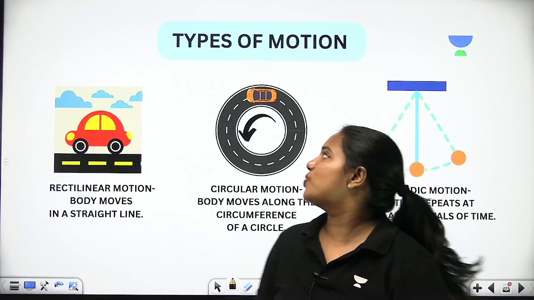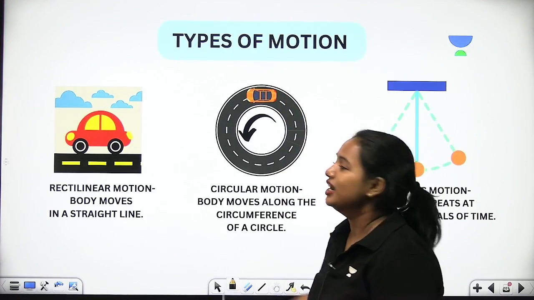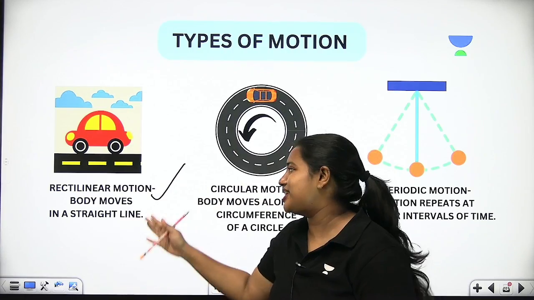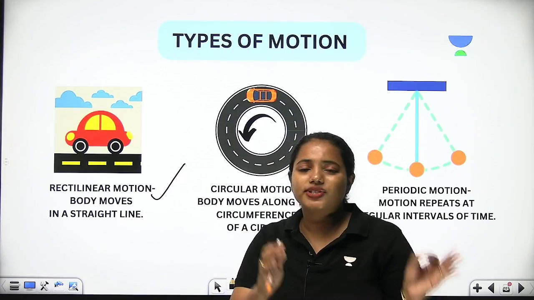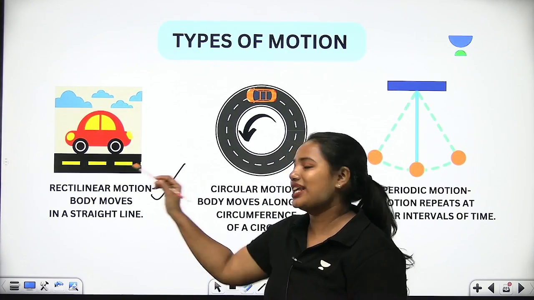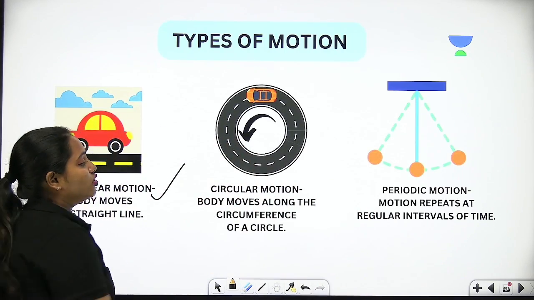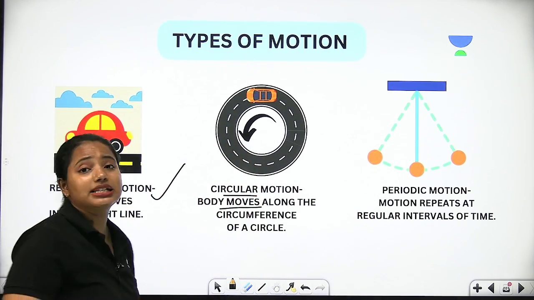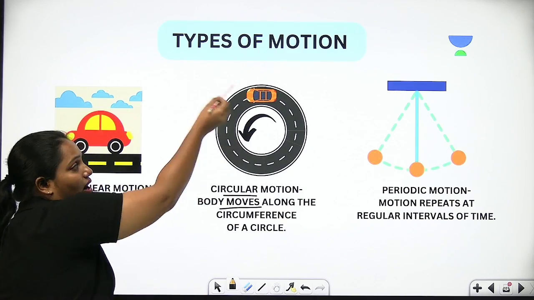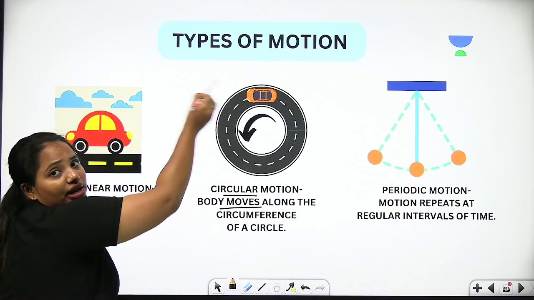And now we are moving towards the next one. It's all about types of motion. And what about the first one? It's nothing but the rectilinear motion. If the body moves in a straight line, it is said to be rectilinear motion. And what about the second one? Circular motion. So in circular motion, the body moves along the circumference of a circle. You can see that the car is moving along the circumference of the circle.